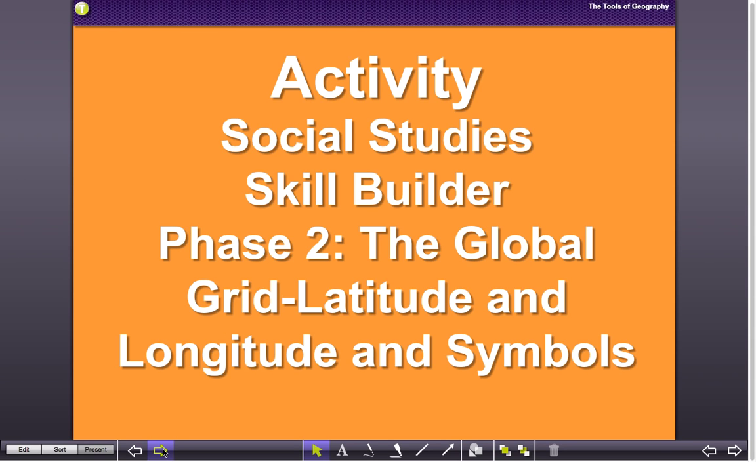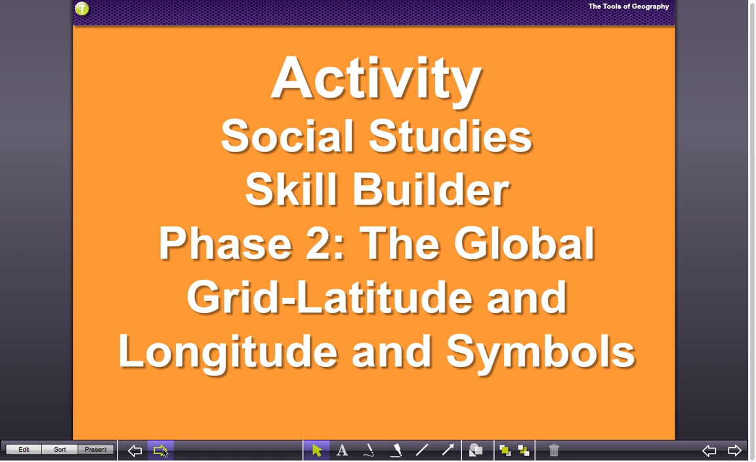All right, here we are, round two. The activity is a social studies skill builder. This is phase two, the global grid, latitude and longitude and symbols. It's a lot of stuff, but if you're paying attention, you're looking at some information on your map, you should get an understanding of the different components that have to do with the global grid, the ideas of latitude and longitude, and the symbols that go along with all this stuff.